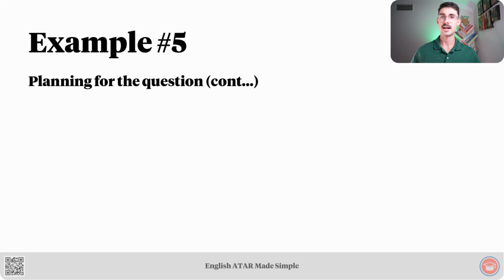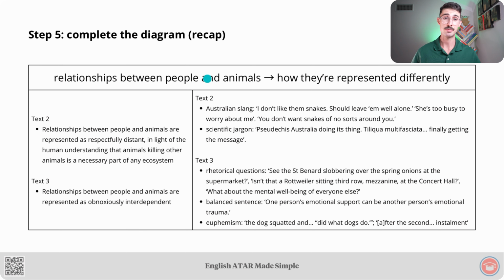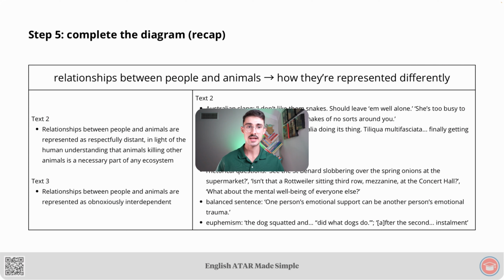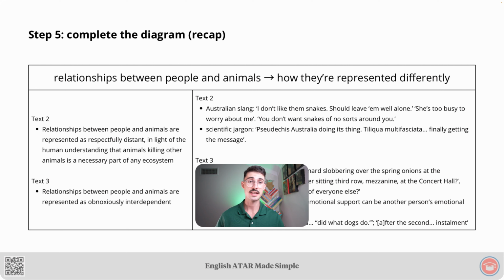Planning for the question continued. This is step number 5 that we did from the previous lesson. We have the relationships between people and animals and how they're represented differently. In text 2, the relationship between people and animals is represented as respectfully distant in light of the human understanding that animals killing other animals is a necessary part of any ecosystem. For text number 3, the relationship between people and animals is represented as obnoxiously interdependent.